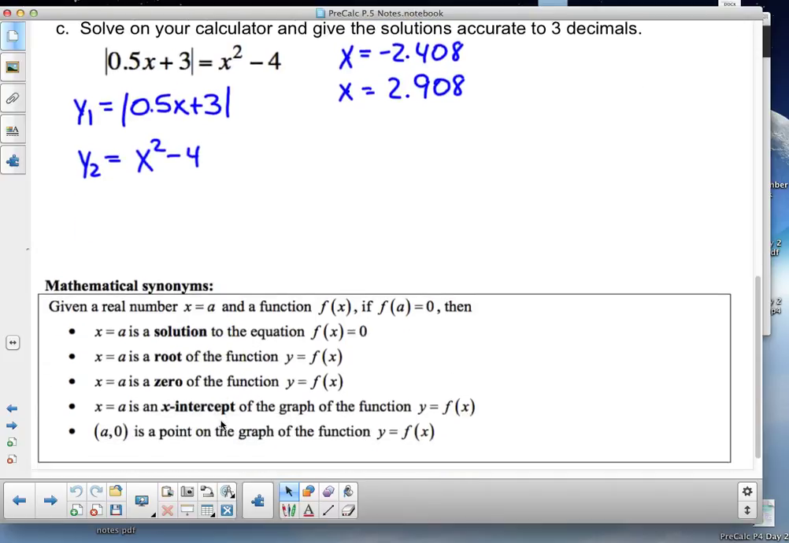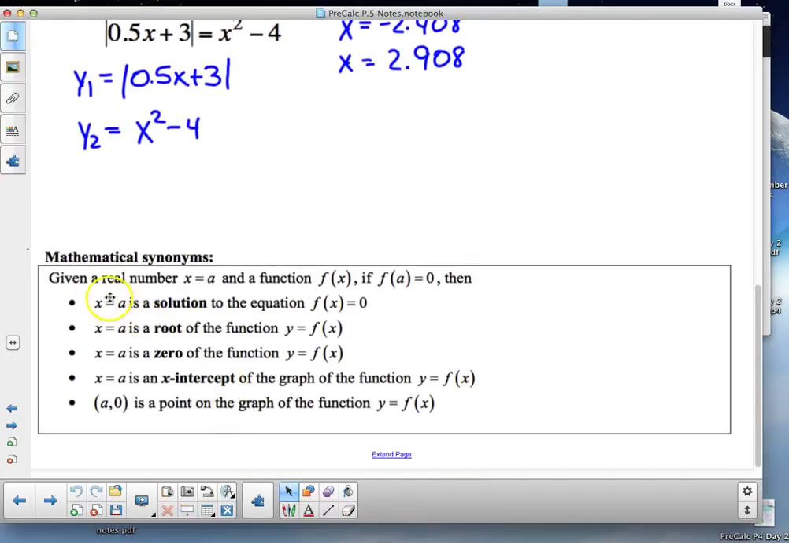So now, mathematical synonyms. Given a real number x equals a in a function f of x, if f of a equals 0, then x equals a is a solution of the equation f of x equals 0. X equals a is a root of the function y equals f of x. X equals a is a zero of the function, okay. X equals a is an x-intercept of the graph of the function. Wow, all these things that it is.